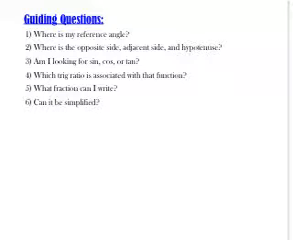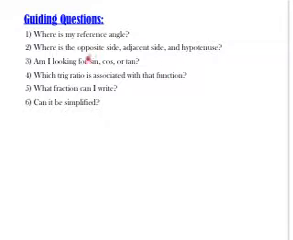All right, so as I'm asked to write trig ratios or set them up, I have a thinking process that I go through. So the first question I always ask myself is, where is my reference angle? So we talked about that's the angle that's given, so that's my starting point. That's where I'm going from. Then I need to identify from that reference angle, where is the opposite side, the adjacent side, and the hypotenuse. The next question is, what am I looking for, sine, cosine, or tangent? Then which trig ratio is associated with that?